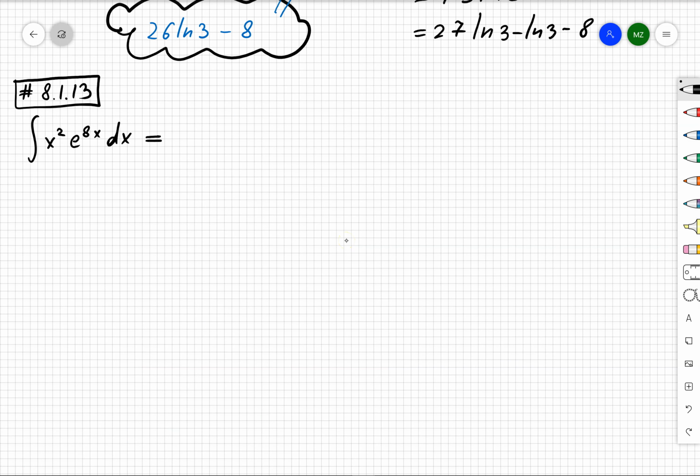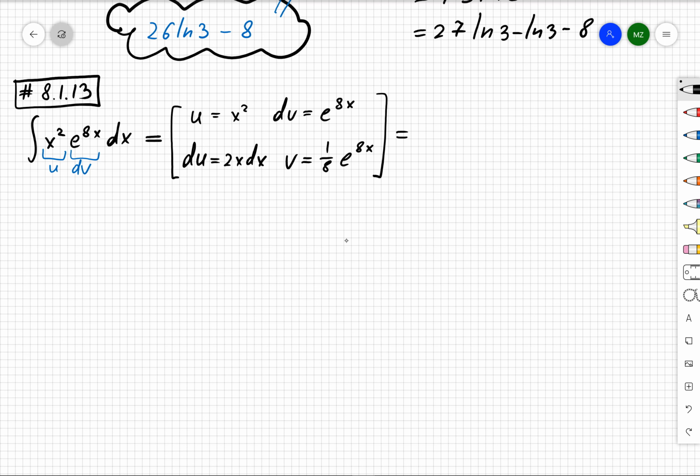And let's do our final problem, where I need to find the integral of x squared times e to the power of 8x. And the trick for this integral is that we need to apply integration by parts twice. So let's apply it the first time. I'm going to set u equal to x squared and dv equal to e to the power of 8x. And then I'm going to have u times v minus the integral of v du. And then you can see I'm going to obtain the following expression.